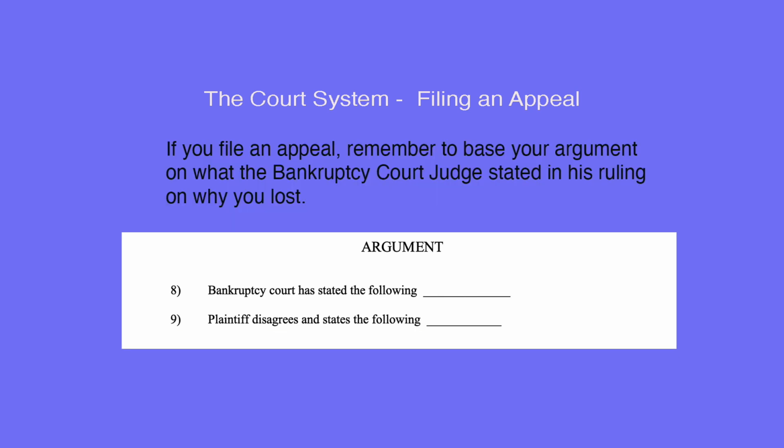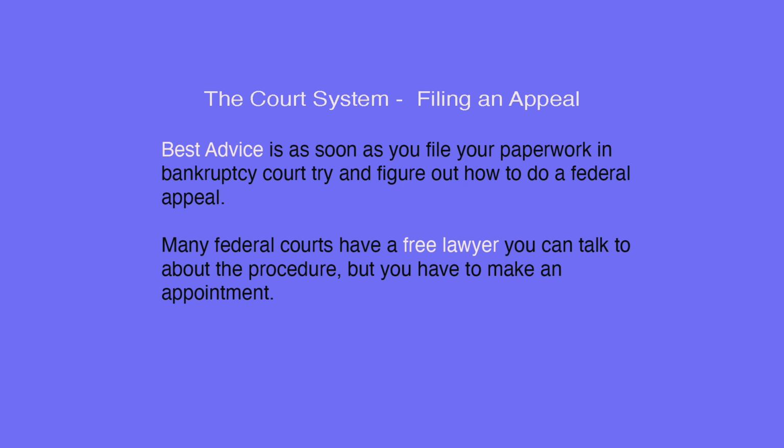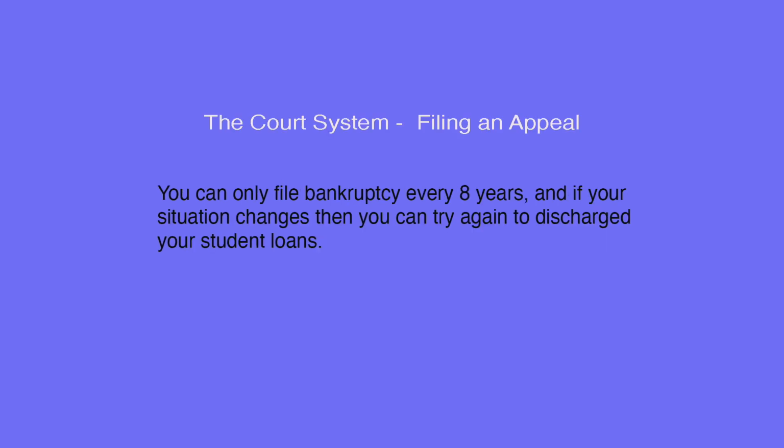If you file an appeal, remember to base your argument on what the bankruptcy court judge stated in his ruling on why you lost. Our best advice is, as soon as you file your paperwork in bankruptcy court, try and figure out how to do a federal appeal. Many federal courts have a free lawyer you can talk to about the procedure, but you have to make an appointment. In addition, one can only file bankruptcy every 8 years, and if your situation changes, then you can try again to discharge your student loans.